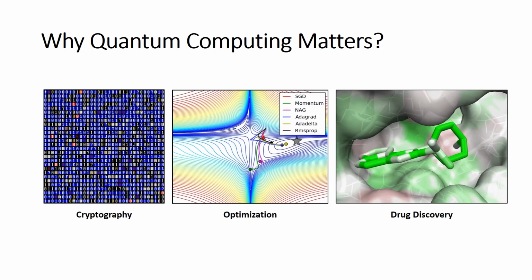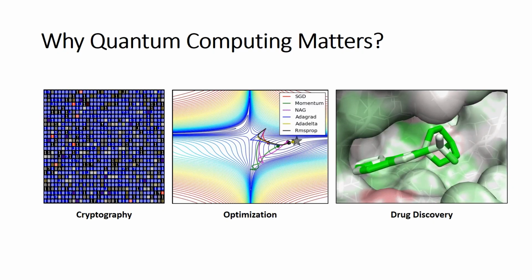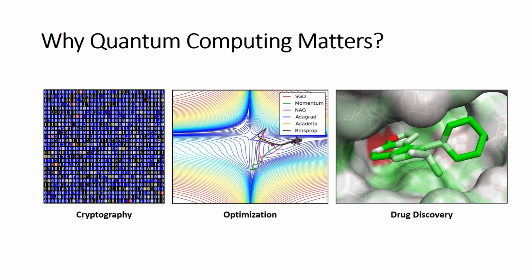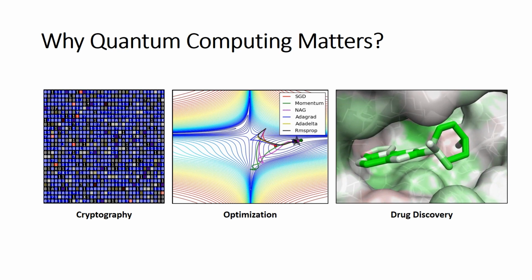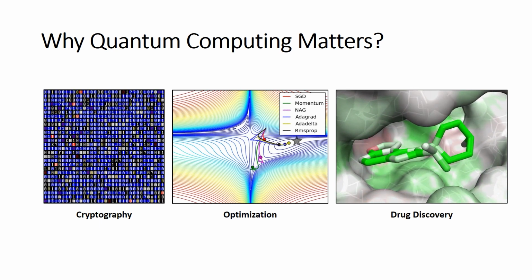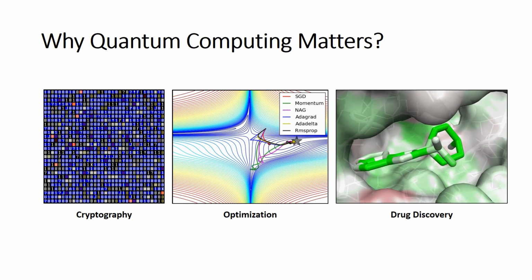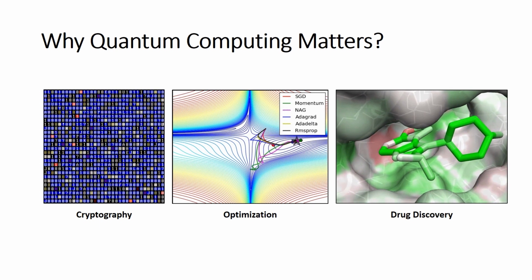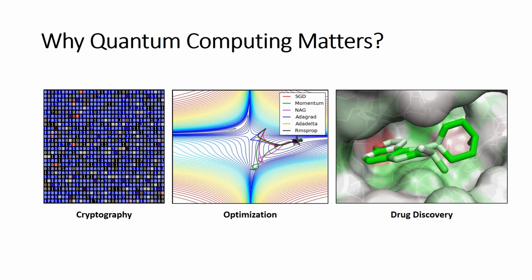The question now is, why does quantum computing even matter? The answer lies in the transformative potential across various domains. Let's explore 3 key areas where quantum computing shines: cryptography, optimization, and drug discovery.